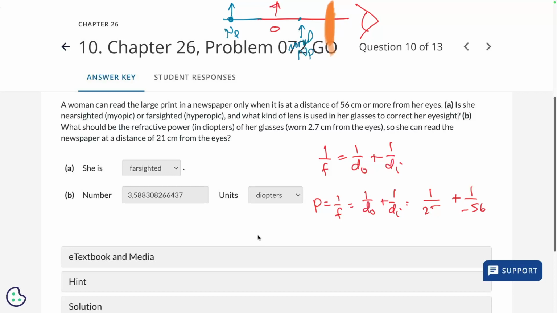I actually have to go back and correct this because this problem is being annoying. The object distance is the distance of the object from the lens, right? And this problem gave me a little bit of a curveball. The distance she's holding the newspaper is 21 centimeters from her eye. But the lens is not on her eye. Where is the lens? It's 2.7 centimeters in front of it, right? So the object distance is going to be 21 minus 2.7.